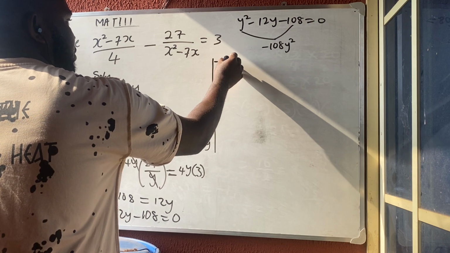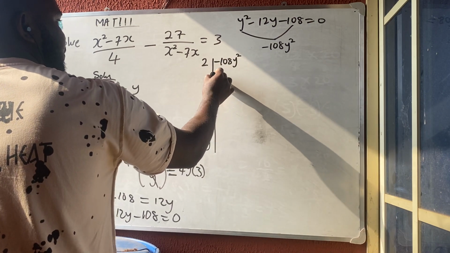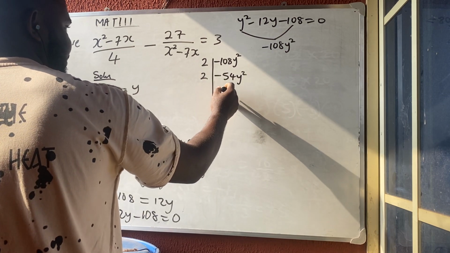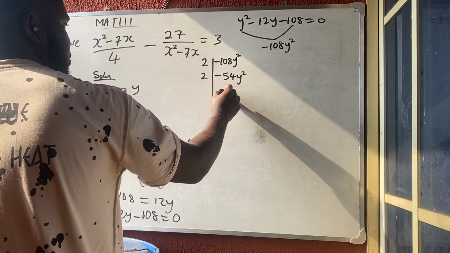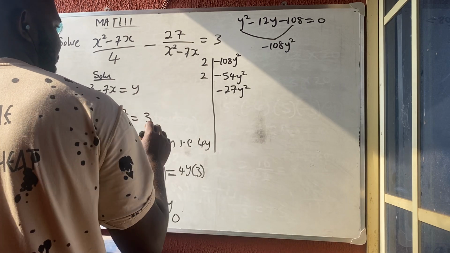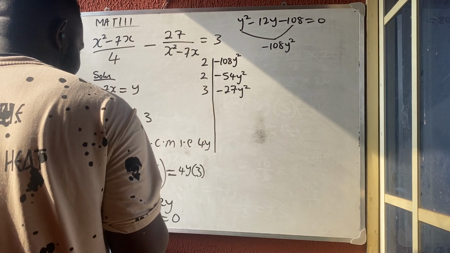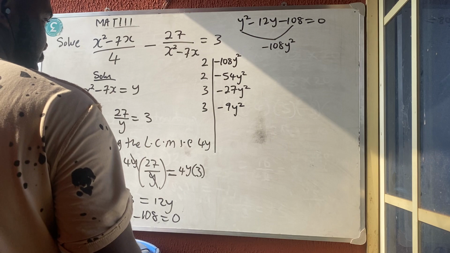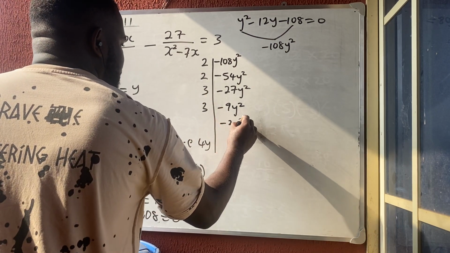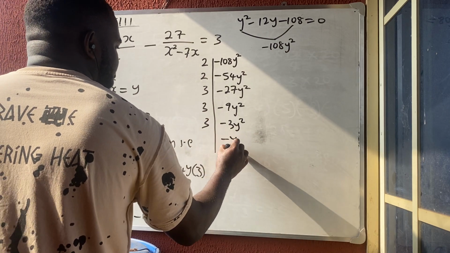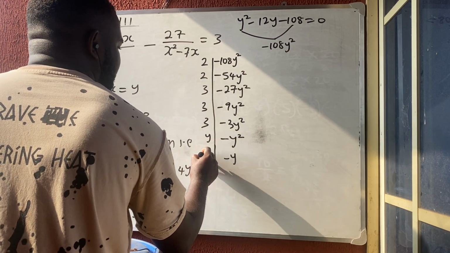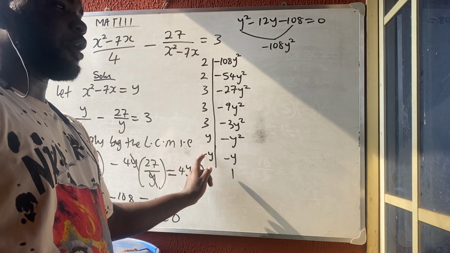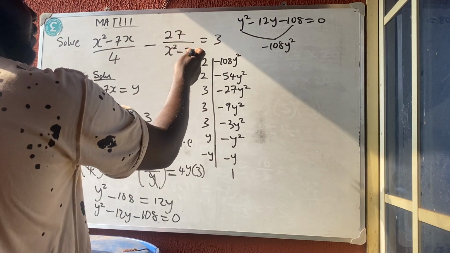I'm having minus 108 y squared. To divide, I'm having minus 54 y squared. To divide again, I'm having minus 27 y squared. Again, 3 divide, I'm having minus 9 y squared. 3 divide, I'm having minus 3 y squared. 3 again divide, I'm having minus y squared. y divide, I'm having minus y. Minus y, finally, I'm having 1. Notice that whenever the thing has minus, the last person you are going to divide with should be minus y, please.